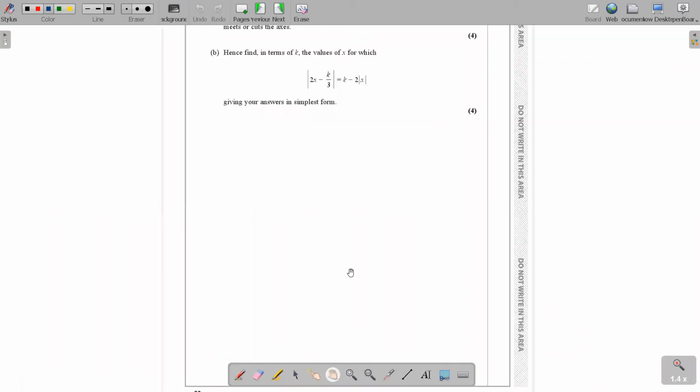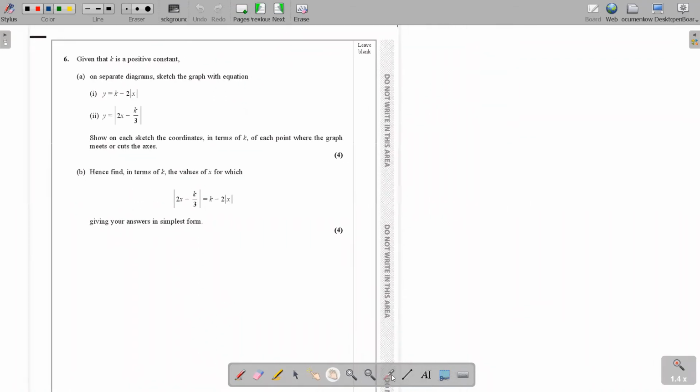Okay, so moving on to question number 6. Given that k is a positive constant, on separate diagrams, sketch the graph with equation y equals k minus 2 times modulus x, and y equals the full modulus of (2x minus k) over 3.